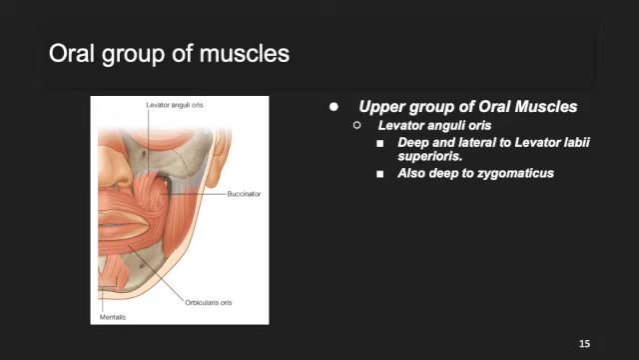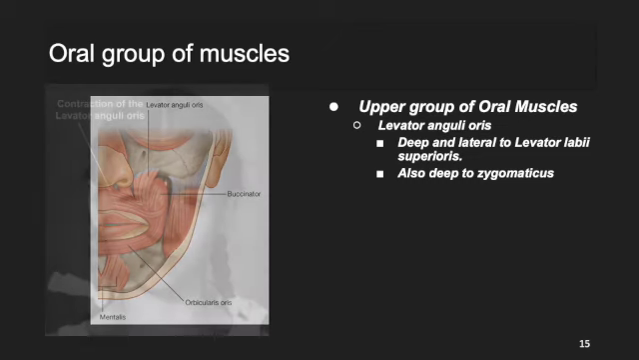So taking a look at this group of muscles, now we're actually going to see the levator anguli oris. This muscle is obviously going to elevate the mouth. It's going to bring the mouth upward. However, understand that this muscle is deep and lateral to levator labii superioris. It's also deep to zygomaticus. Now, we're going to see here in a second what motion those muscles are going to make.